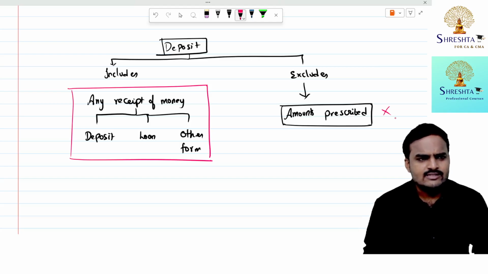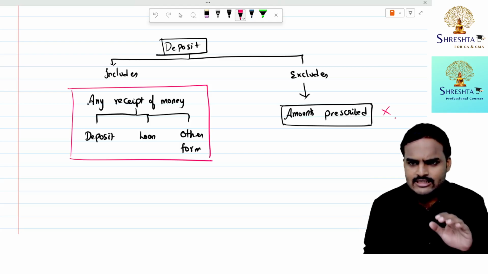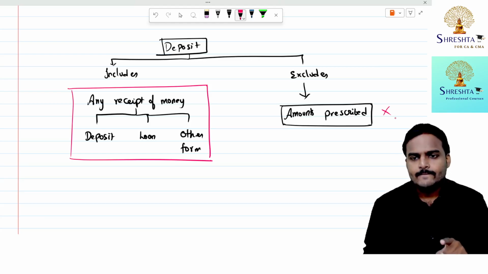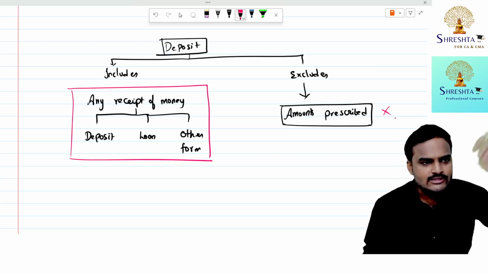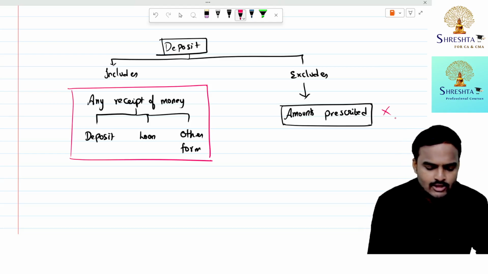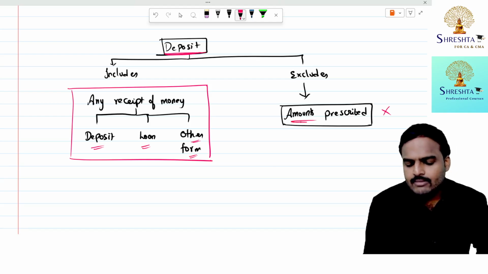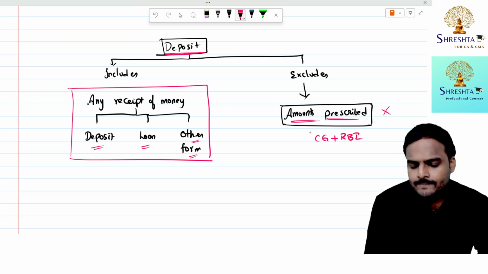So the definition is very simple. Deposit includes, first of all, it is an inclusive definition, so it will not define the word. In fact, it will give you a list of items covered under the definition. Any receipt of money in the form of deposit or loan or any other form, we call it a deposit, and it excludes categories prescribed by the Central Government in consultation with the Reserve Bank of India.